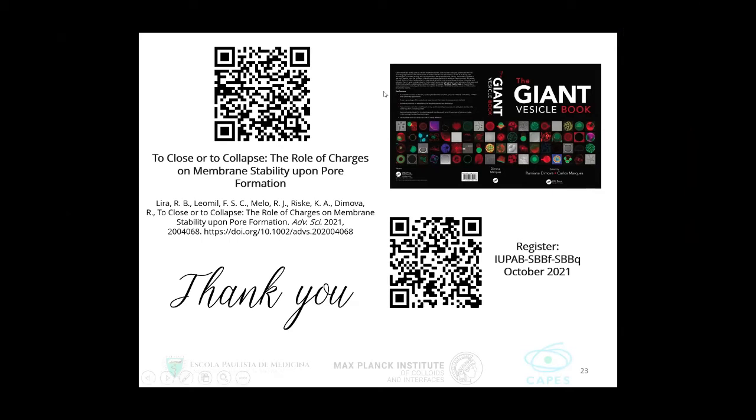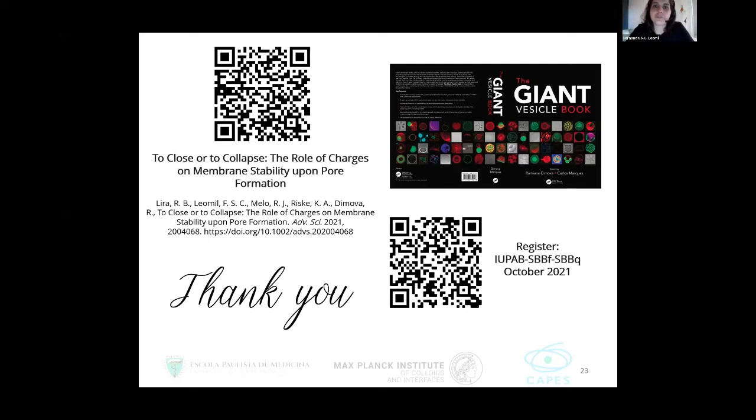It's from Matia Morandi, and he asks, have you tried testing the same system in physiological buffer conditions, where the presence of cations may screen negative charges? Yes, we have. And actually, this result is published here in this paper, Too Close or to Collapse. So yes, calcium indeed prevents all these effects, because it's like neutralizing all the charges.